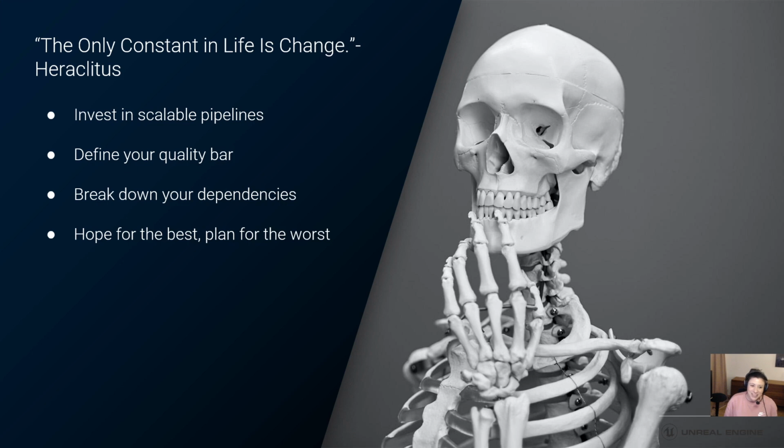What we learned in this project is that the only constant in life is change. Invest in scalable pipelines and define your quality bar. Make sure that you have a benchmark asset that you can refer any member on the team to. Break down your dependencies. This is not a very easy task, and hindsight is 20/20. But just try your best to think ahead of all the other areas that might be affected by your current task. Hope for the best and plan for the worst. Always create a buffer in case anything goes wrong.